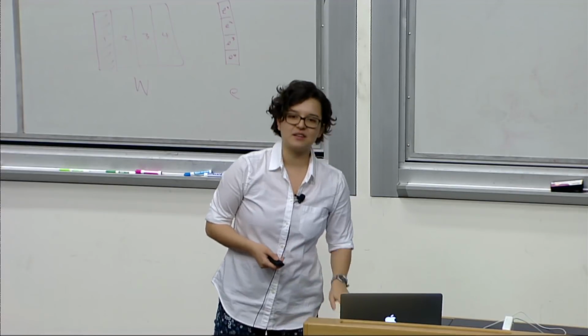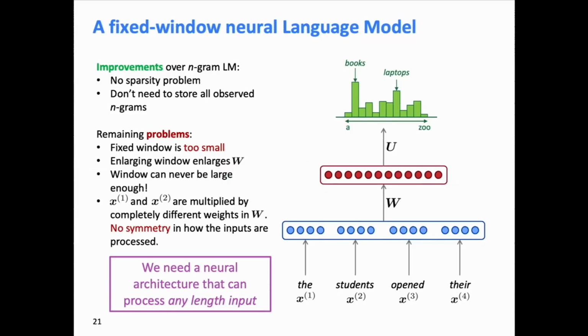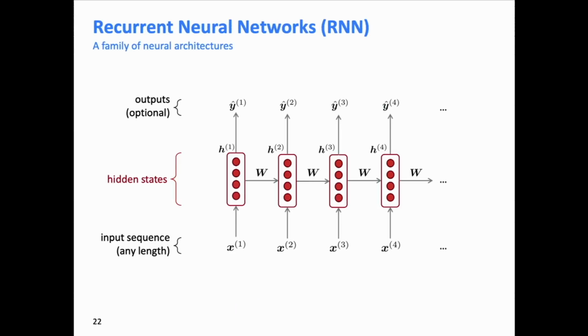So in conclusion, I'd say that the biggest problem we've got with this fixed-size neural model is that clearly we need some kind of neural architecture that can process any length input, because most of the problems here come from the fact that we had to make this simplifying assumption that there was a fixed window. Okay, so this motivates us to introduce this new family of neural architectures called recurrent neural networks, or RNNs.